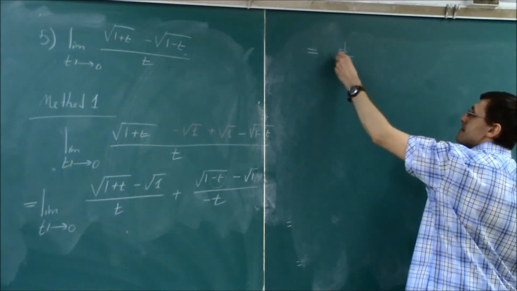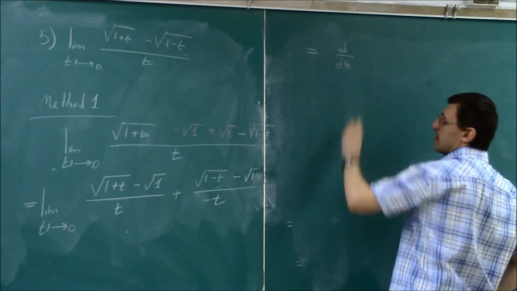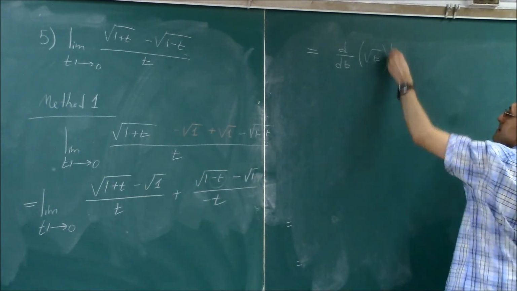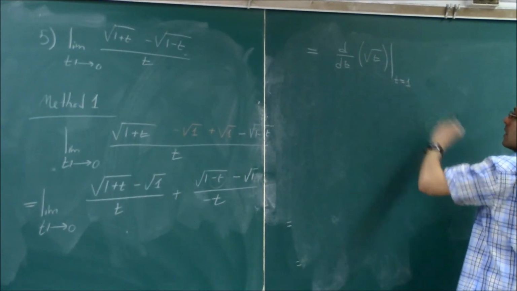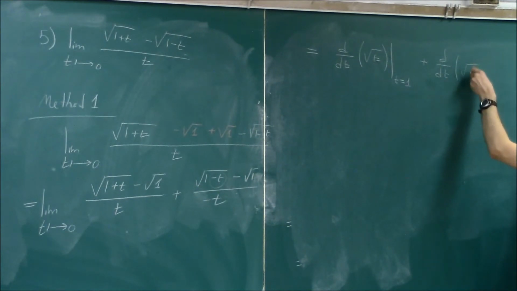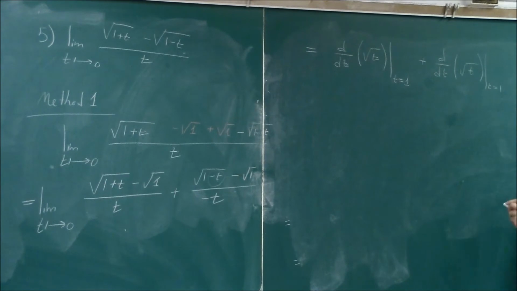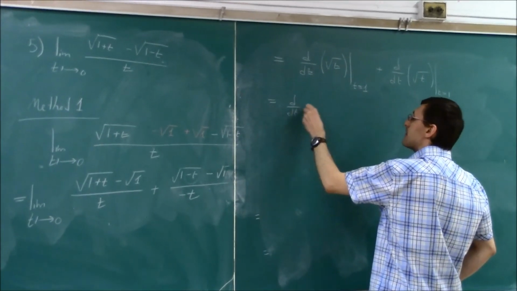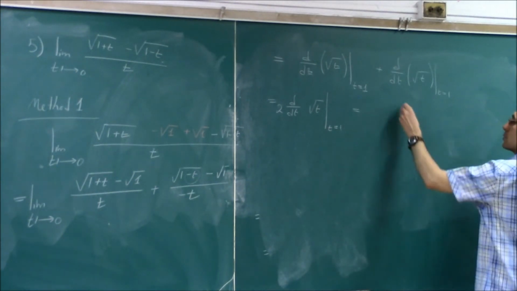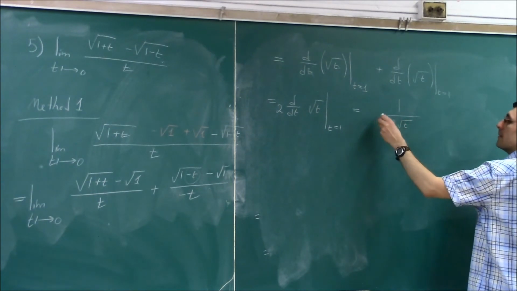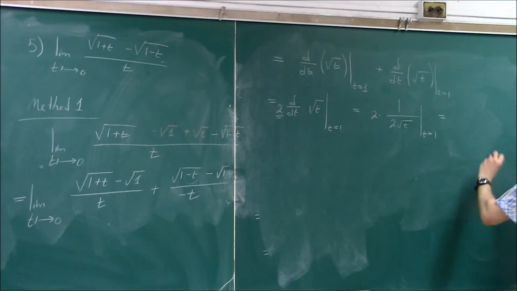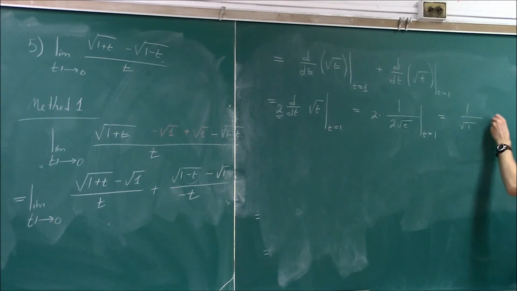what we have is the derivative with respect to t of the root function root of t, where t is equal to 1, plus the second expression is also the derivative of root of t, where t is equal to 1. So the answer is just the derivative of root of t times 2, where t is equal to 1. Now the derivative of root of t is 1 over 2 root t, and this extra 2, what we get is 1 over root of 1, which is just simply 1.